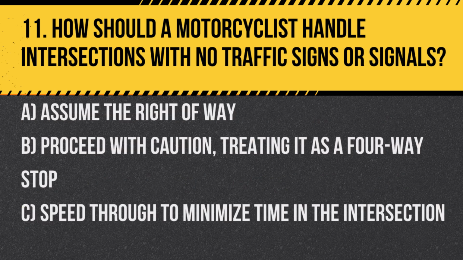Question 11. How should a motorcyclist handle intersections with no traffic signs or signals? A. Assume the right of way. B. Proceed with caution, treating it as a four-way stop. C. Speed through to minimize time in the intersection. Answer. B. Proceed with caution, treating it as a four-way stop. This ensures safety by giving all potential cross-traffic time to pass before you proceed.